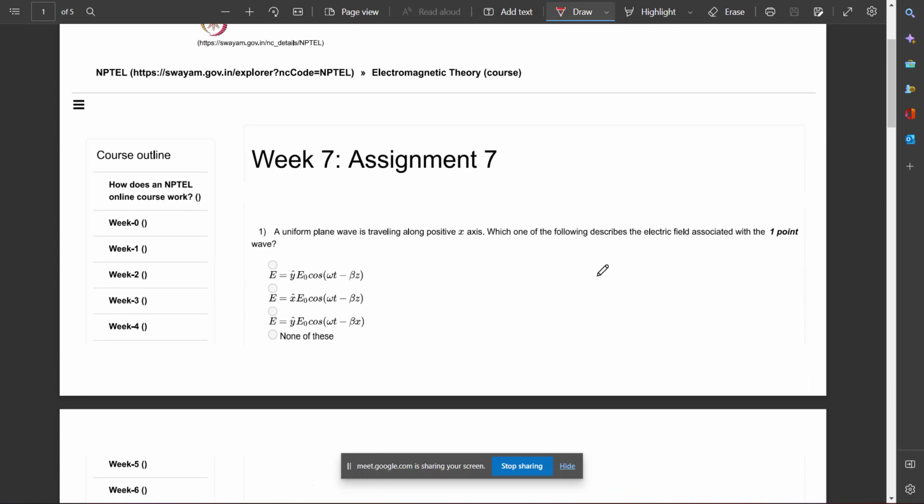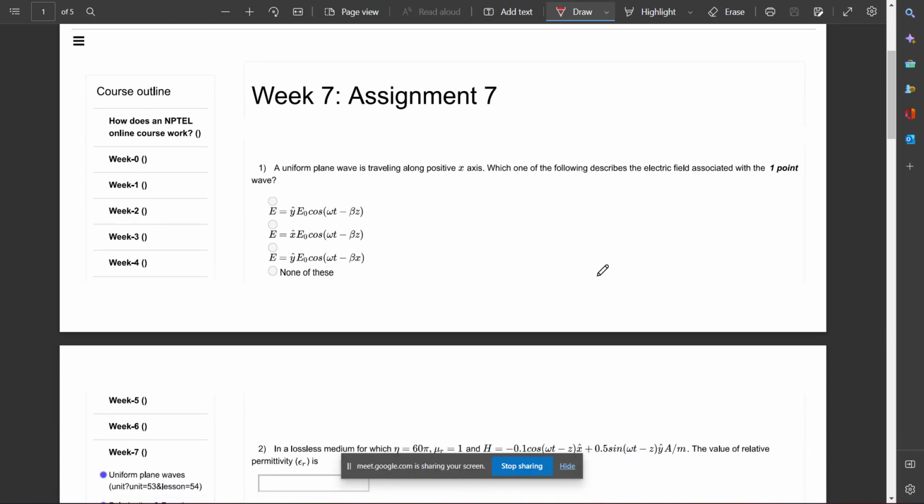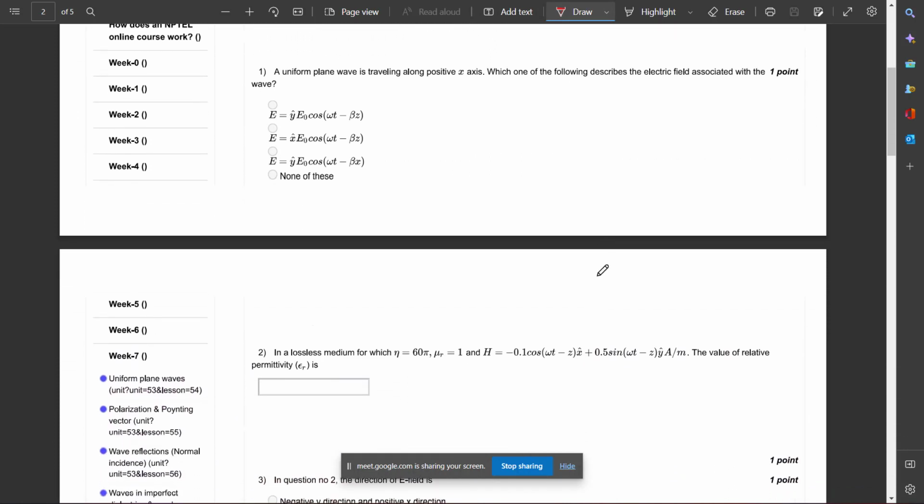Okay, assignment 7. So the first question here is: a uniform plane wave is traveling along x-axis. Which of the following describes the electric field associated with the wave?